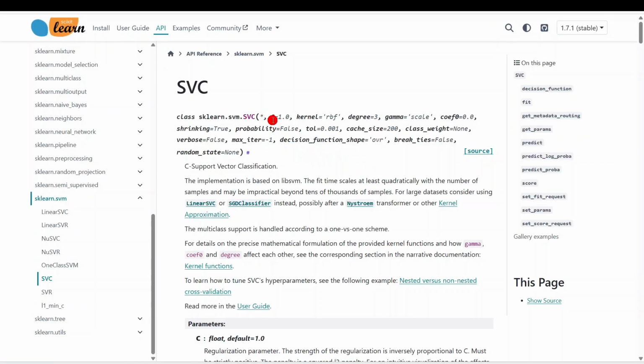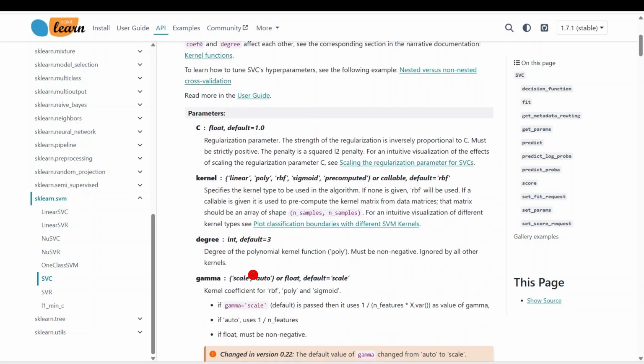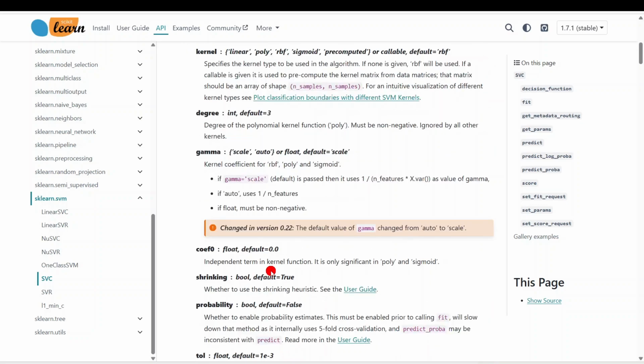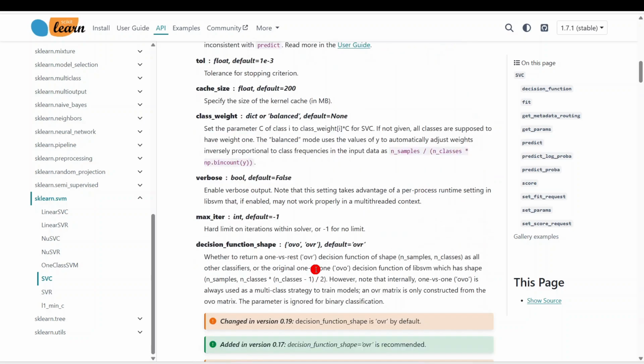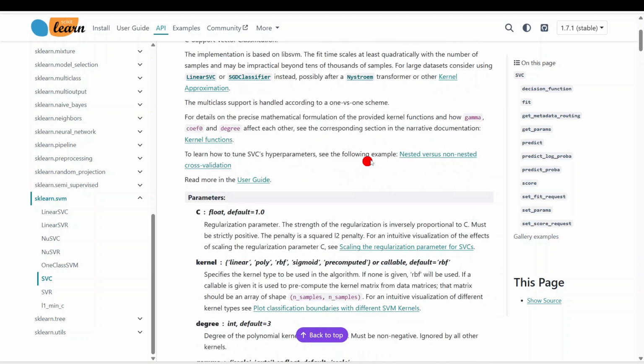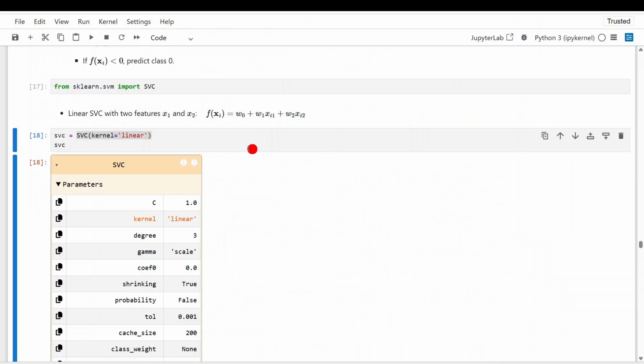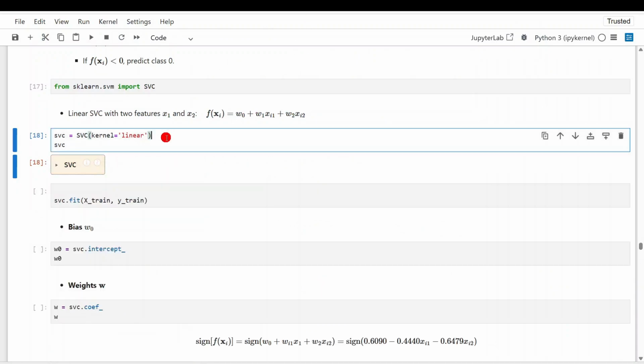If you are interested, you can go to the documentation and explore. For example, here the default value for the regularization parameter is 1, and the default kernel is RBF, which is called radial basis function. We'll see it later. Degree and gamma are other parameters, but you can look at the documentation. The documentation is self-explanatory, so if you look at it closely, you can understand what each parameter stands for. So we have instantiated our linear support vector classifier.